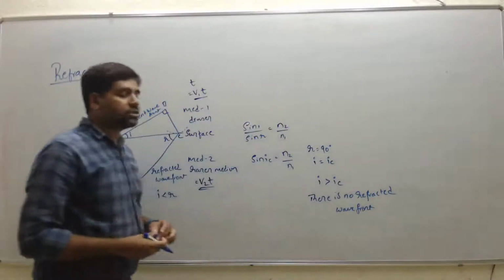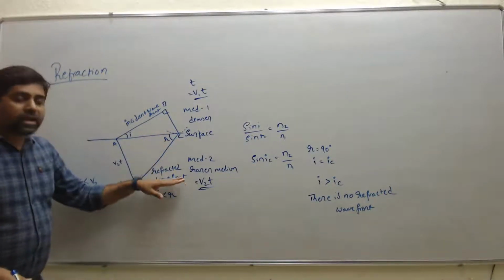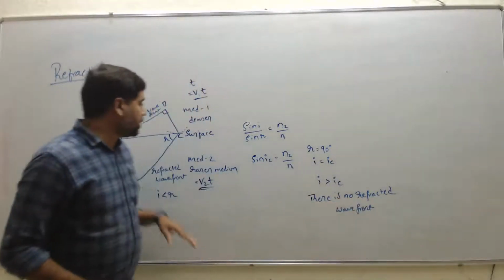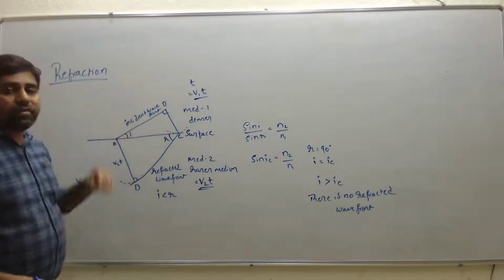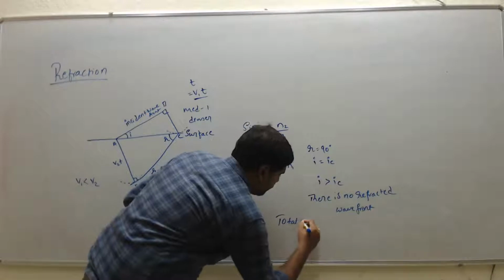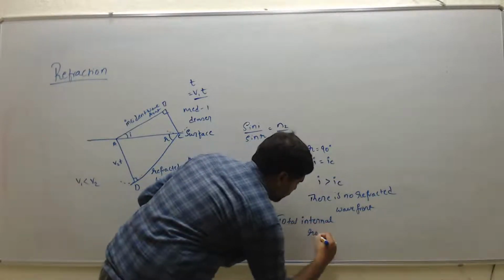That is, it transmitted the wavefront which it is refracted, there is no refracted wavefront. That is, it reflects back to the same medium. So that condition we call as total internal reflection.